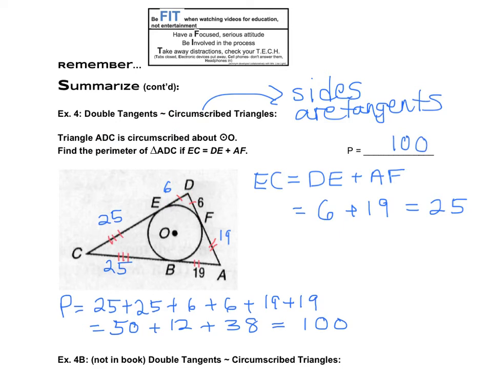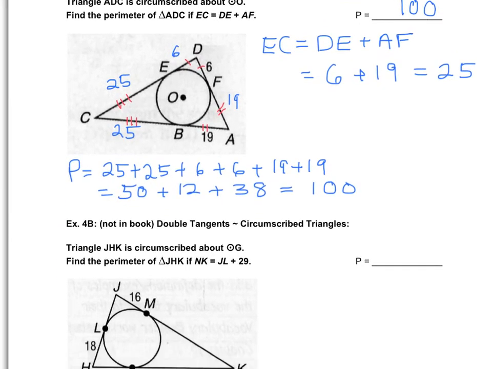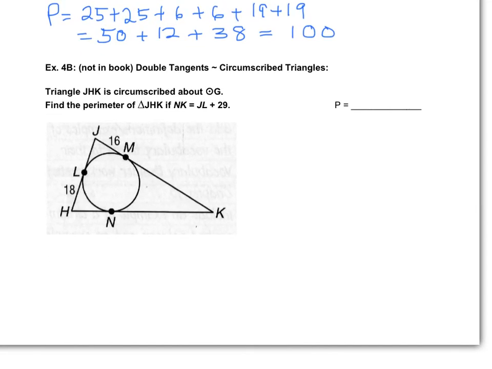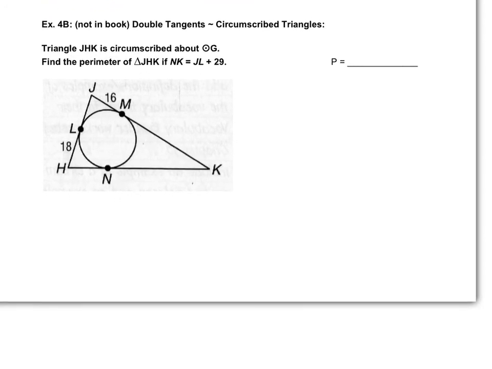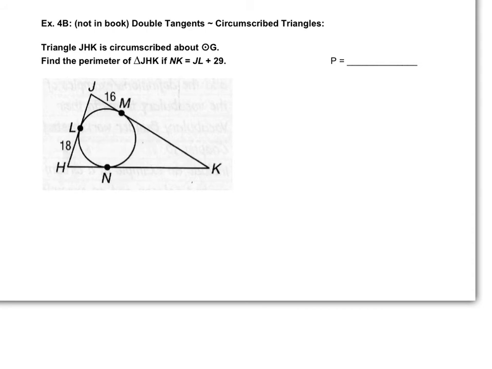Okay, on our final example before we get to your yellow on your own pages here, I just have to let you know that the label that you see in front of you in this video does not match what's on your paper. I apologize. Please make sure that you write down the correct starting conditions here, which should read that triangle JHK is circumscribed about circle G, and to find the perimeter of triangle JHK if NK is equal to JL plus 29. That should be the initial conditions of this problem.